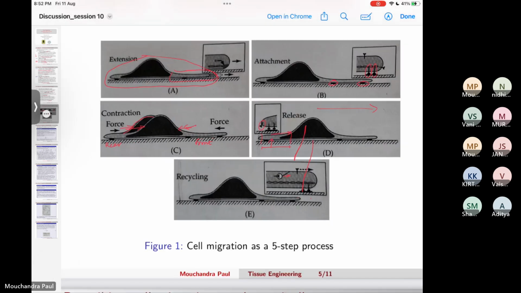So any query in understanding these 5 steps of cell migration? Any doubt?